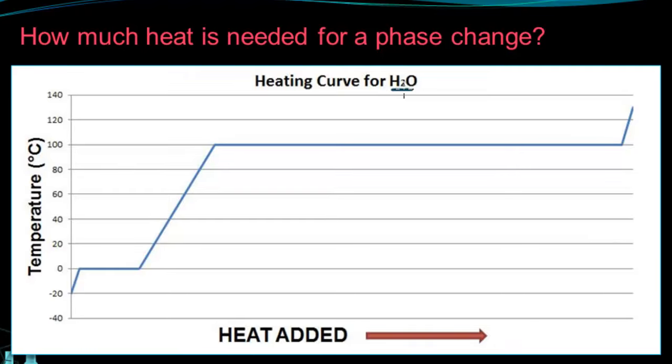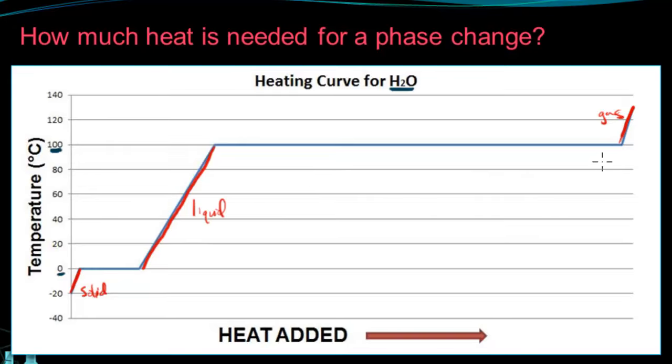So because this substance is water, there's a couple temperatures that are important to us. First of all, 100 degrees is right here, and 0 degrees is right here. Those we know to be the melting and boiling points of water. So that means in this area, the water is solid, because it's below 0. In this area, the water is liquid, because it's between 0 and 100. And above 100 is over here, where the water is a gas.